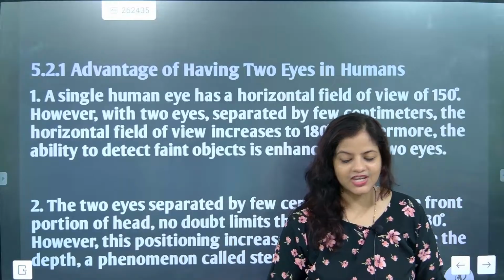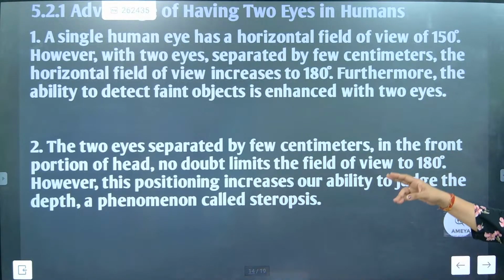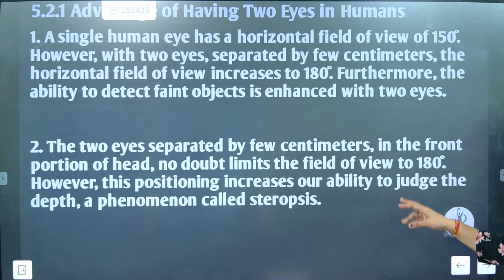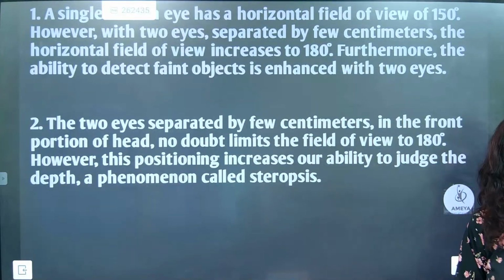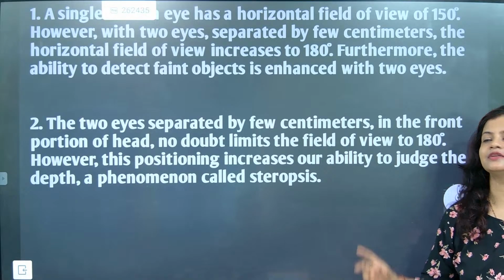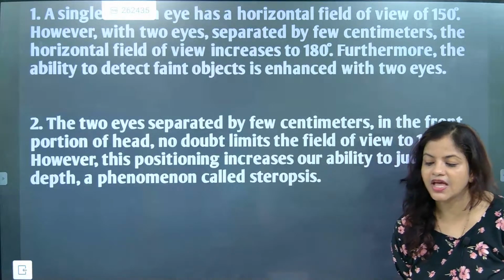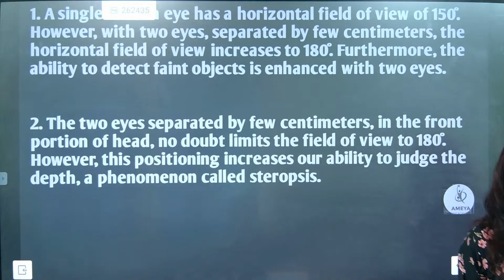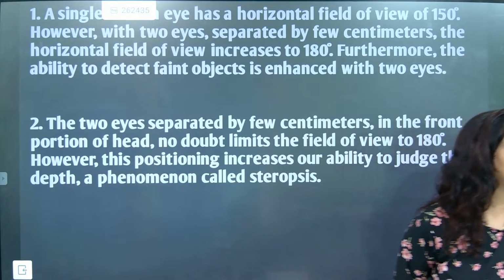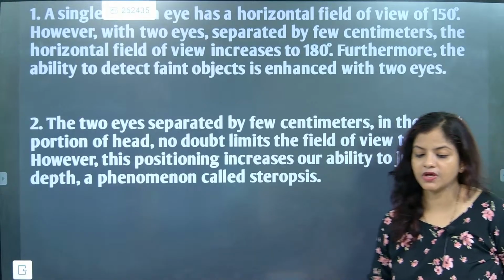Now look here, the two eyes separated by a few centimeters in the front portion of the head no doubt limit the field. How many degrees, beta? 180. However, this positioning increases our ability to judge depth, a phenomenon called stereopsis. Note down, depth perception is increased, and this is called stereopsis. What is it called, beta? Stereopsis. Absolutely correct, Hira. What is the meaning of stereopsis, beta? The ability to judge the depth.